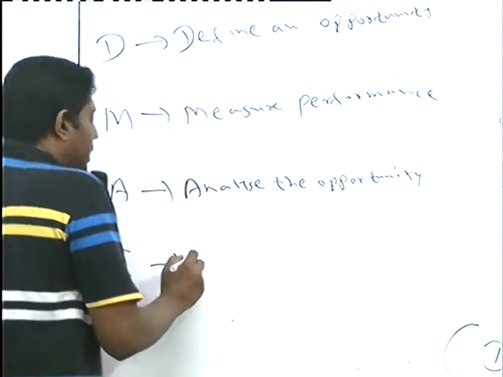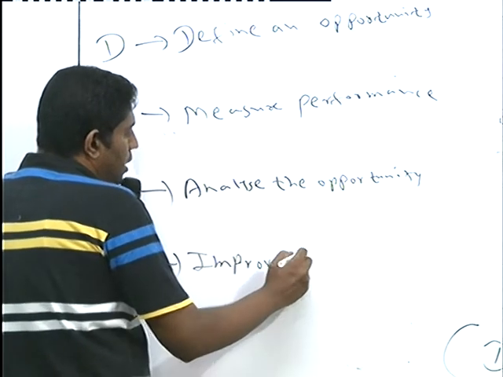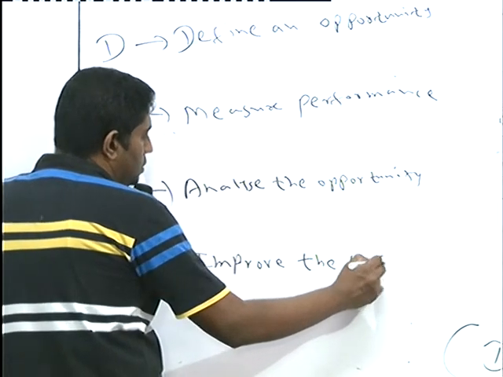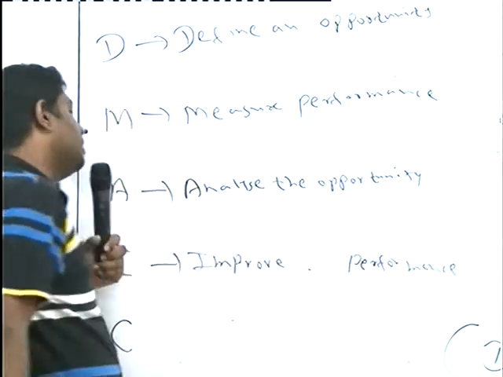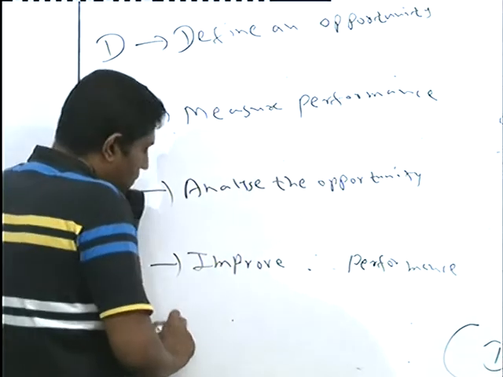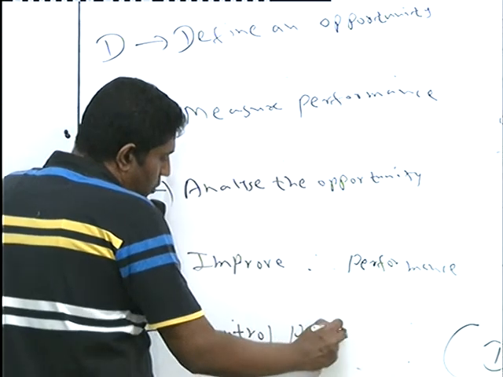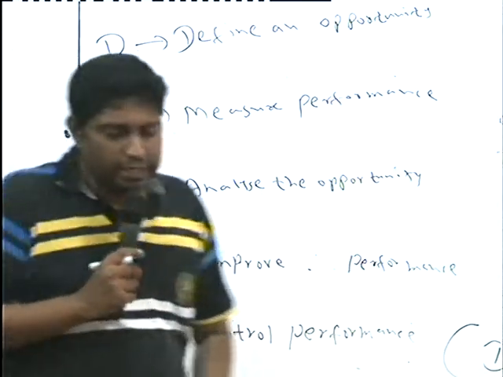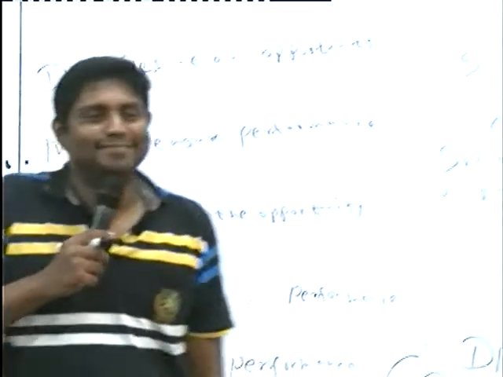Here I means improve the performance. No need for the O; if you want, you can use improve performance. C means control performance. C means control performance. I think I am correct. Correct, no? Right.